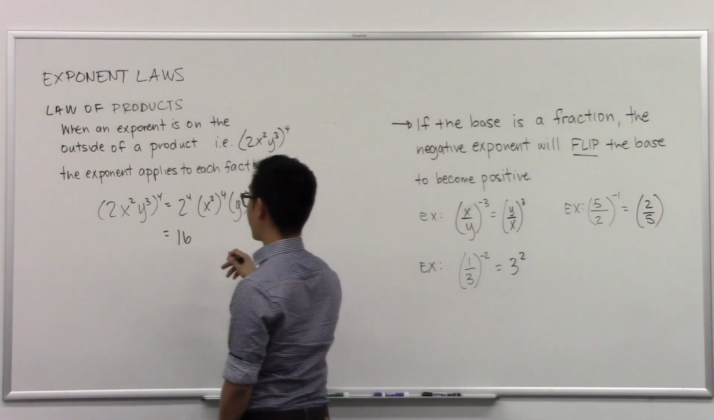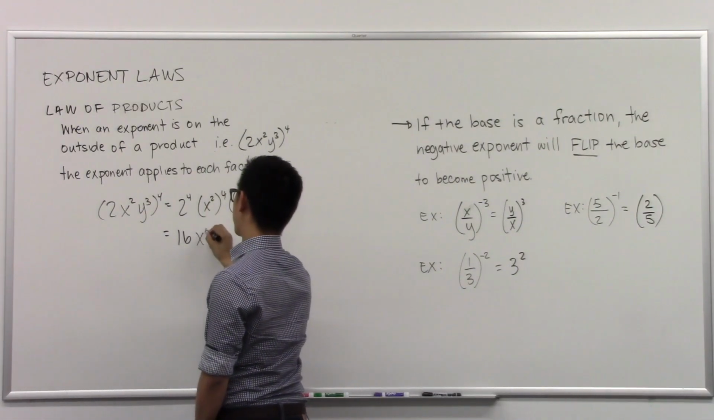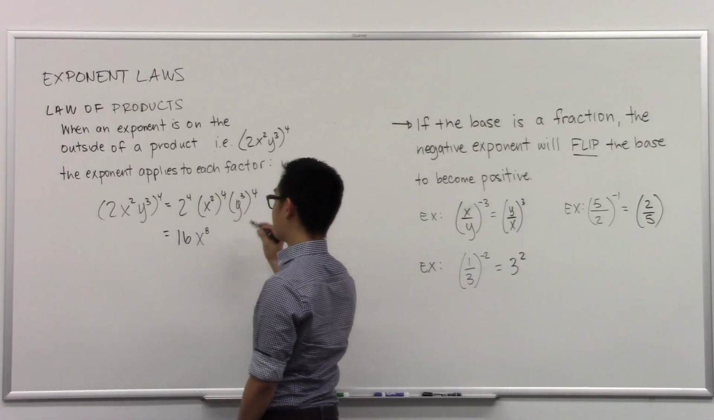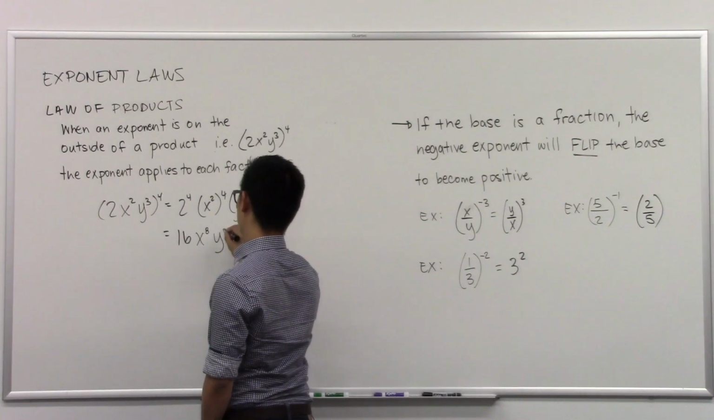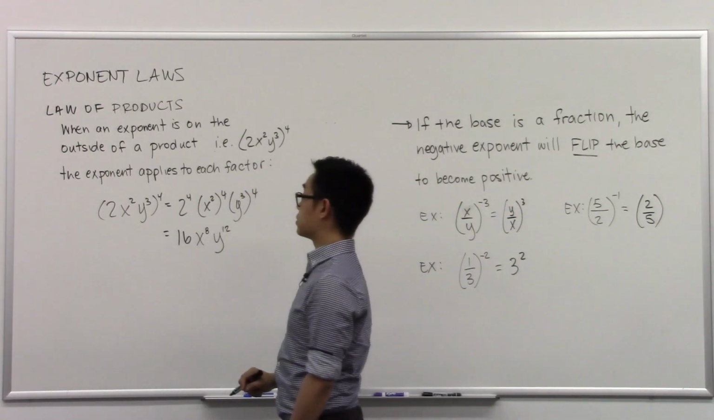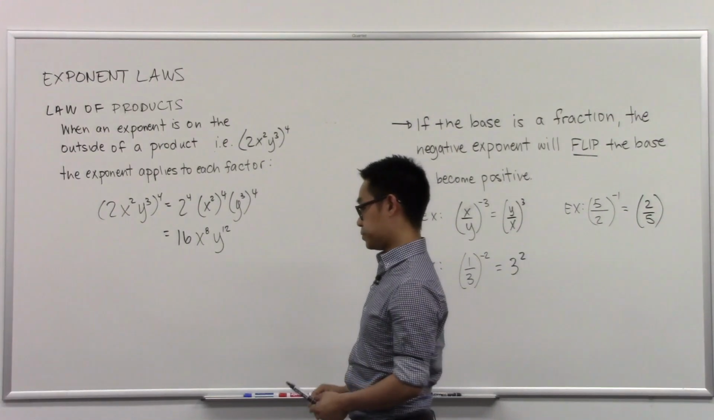X squared to the 4th, that's law of multiplication, so we'll get x to the 8. Y cubed to the 4, that's law of multiplication, we'll get y to the 12. Okay.